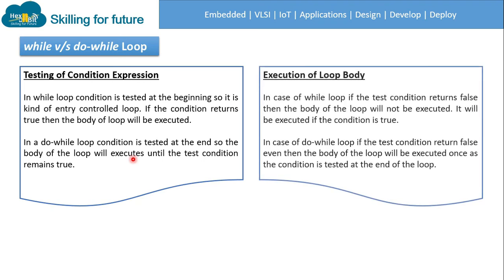The next difference is the execution of the loop body. In the case of a while loop, if the test condition returns false, the body of the loop will not be executed, and it will be executed only if the condition is true. But in the case of a do while loop, even if the test condition returns false, the body of the loop will be executed once, as the condition is tested at the end of the loop. So the do while loop will execute once for sure.